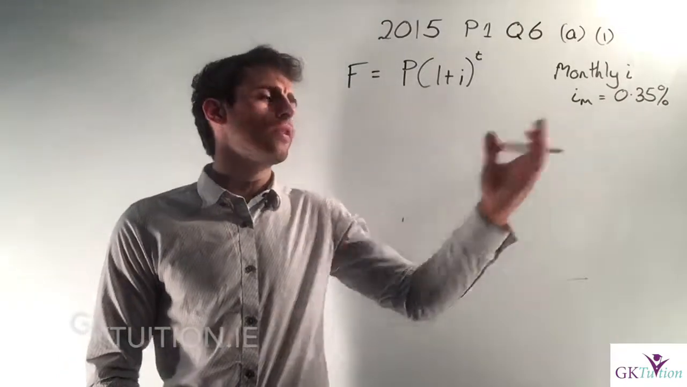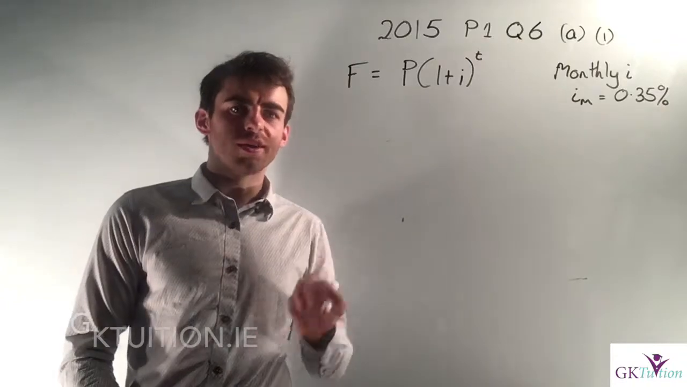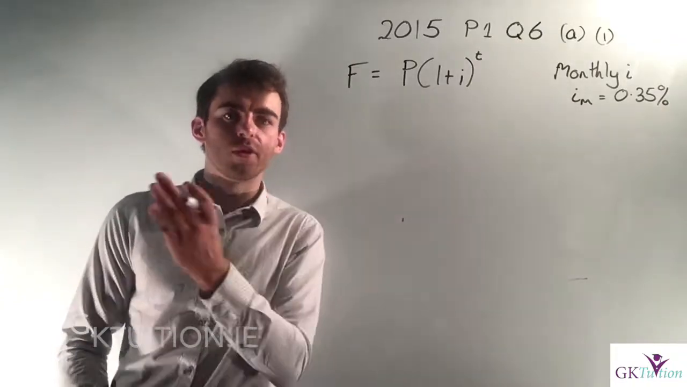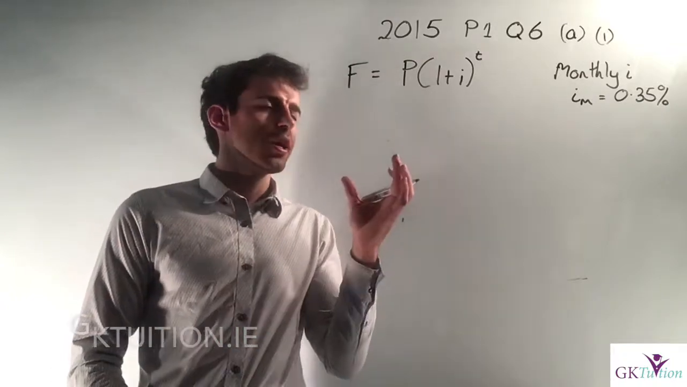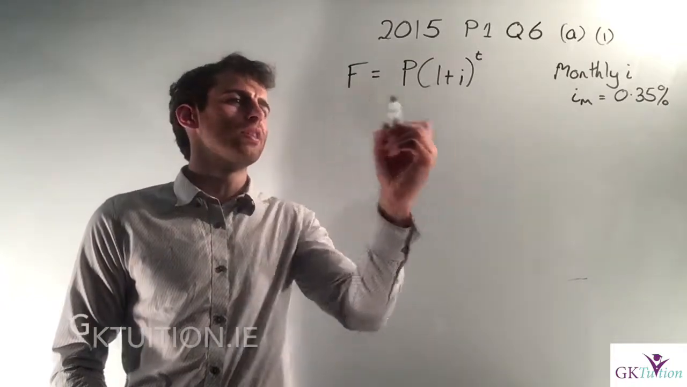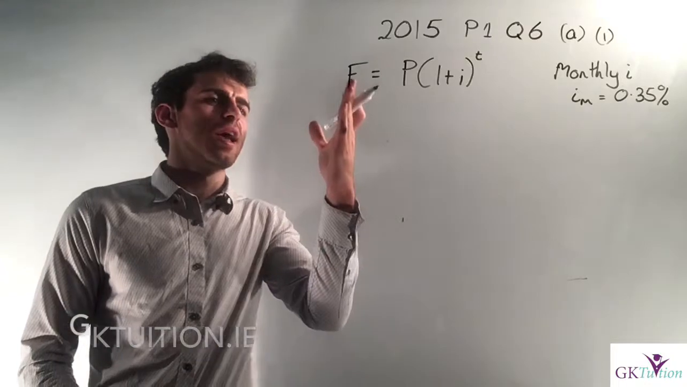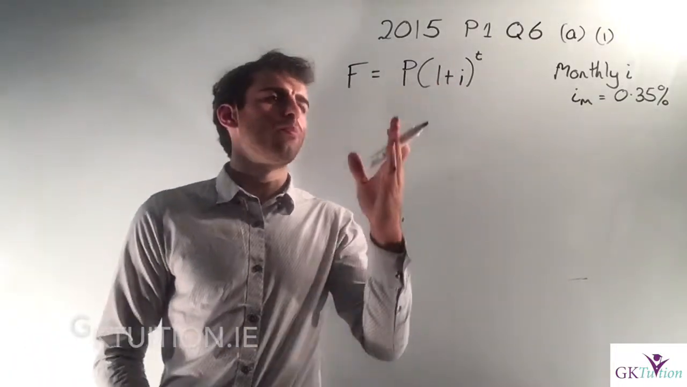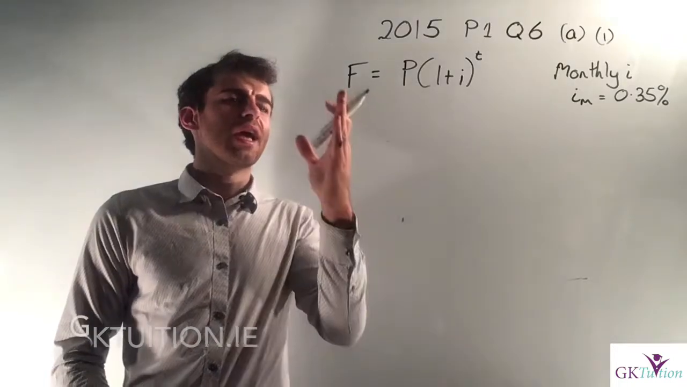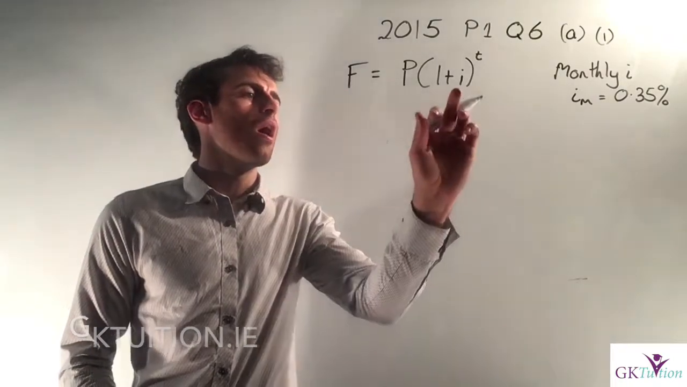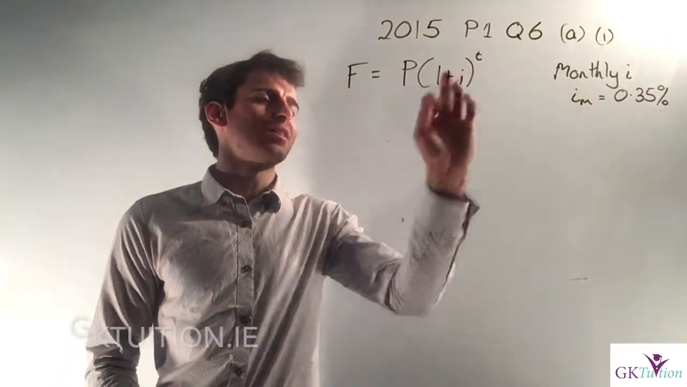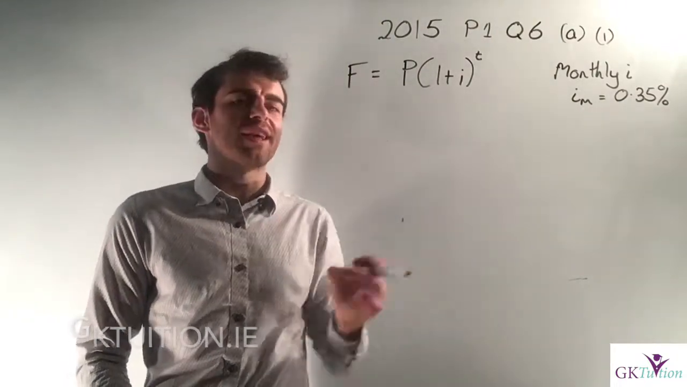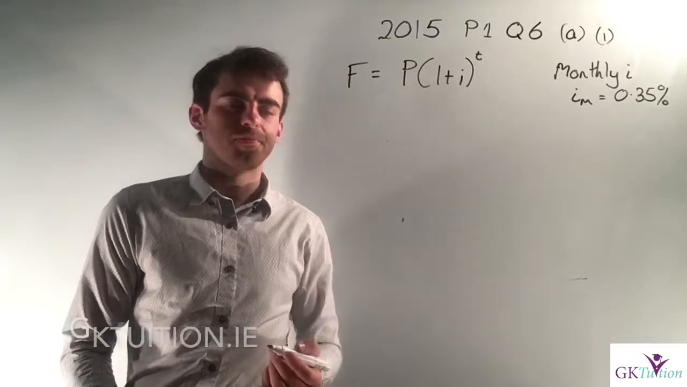If he earns 0.35% interest every month, what does that correspond to over the course of a year? In order to work this out, we need to use the formula from our log tables. F is equal to P times (1 plus I) to the power of T, where P is the present value, F is the future value, I is the interest rate, and T is the number of periods, or in this case, the number of months in a year.